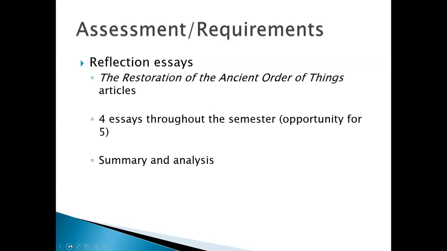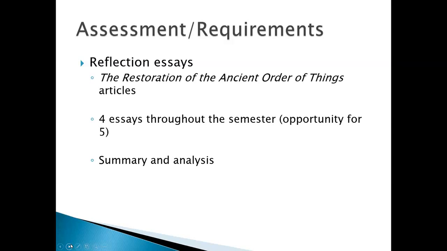So there are 5 options throughout the semester, or 5 due dates throughout the semester. You will need to submit 4 essays. So you could skip the first one and do the last 4. Do the first 4, skip the last one. Do 2 in the beginning, 2 in the end, skip the 1 in the middle. Right. However you would like to do it, whichever ones you would like to choose.